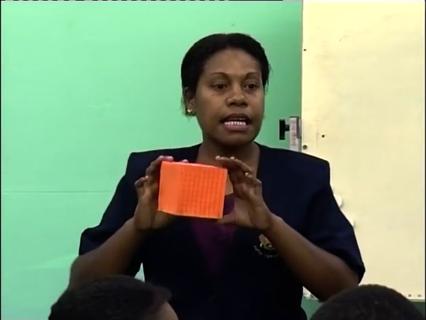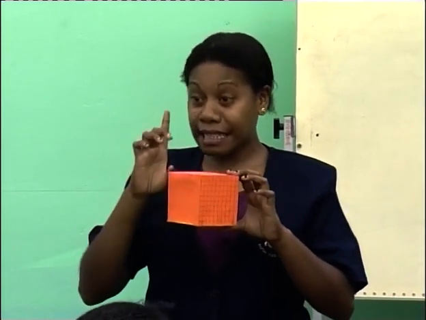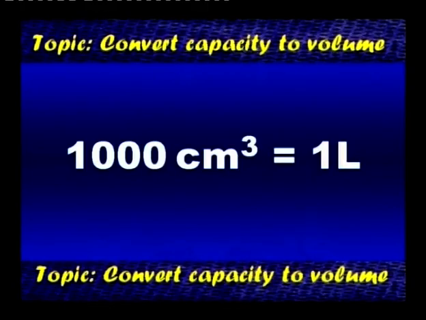All right, 1,000 cubic centimeters. In liters, it will be 1 liter, okay? Receiving students, 1,000 cubic centimeters is equal to 1 liter. Because this is 1 cubic centimeter, if I pour water into, let's say, this cube, what will be the capacity?